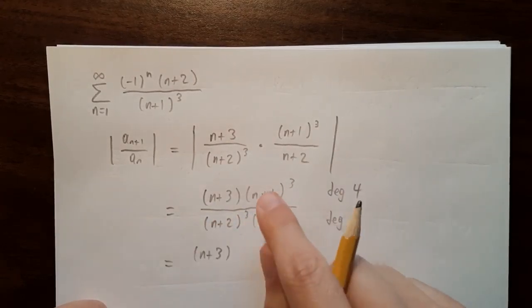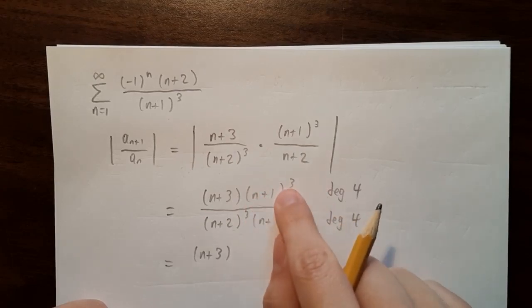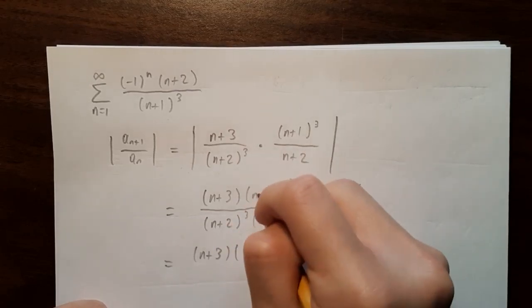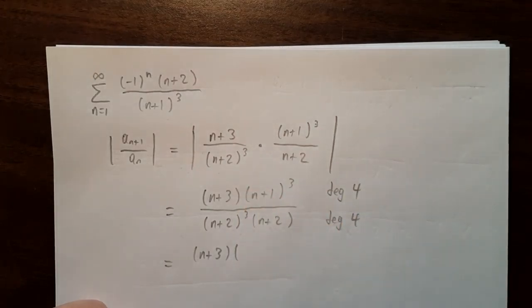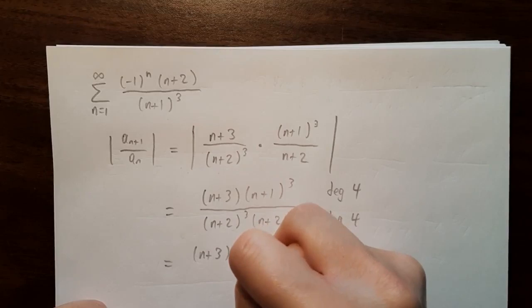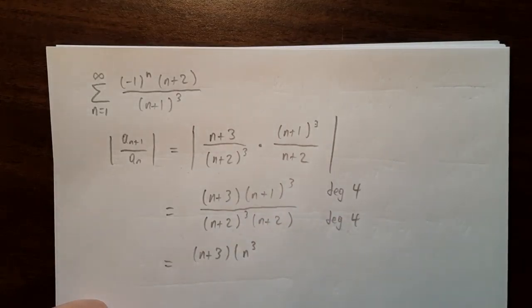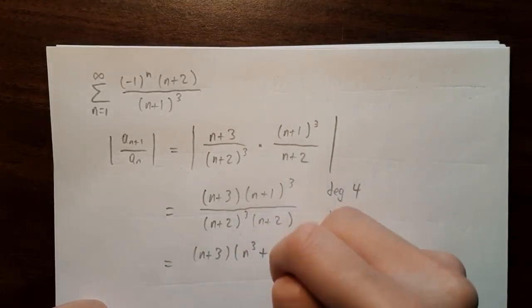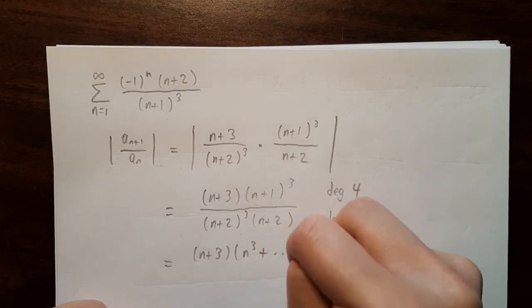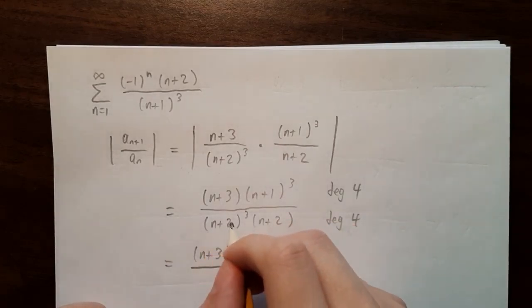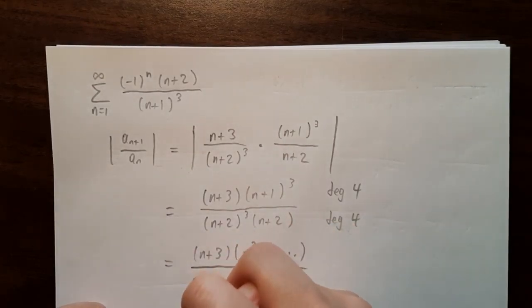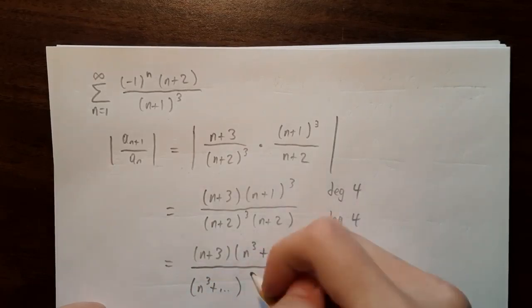It looks like I might have to expand this cubic, but I don't really have to. If I was to do it, as my leading term I would have n times n times n as part of my triple distribution, so I would have n cubed. But that would be the highest order term. There would be a whole bunch of other stuff which wouldn't matter in this case, so I'll just write that off as a plus dot dot dot. Same thing down below: n plus 2 quantity cubed is just going to leave me with n cubed plus a bunch of garbage.